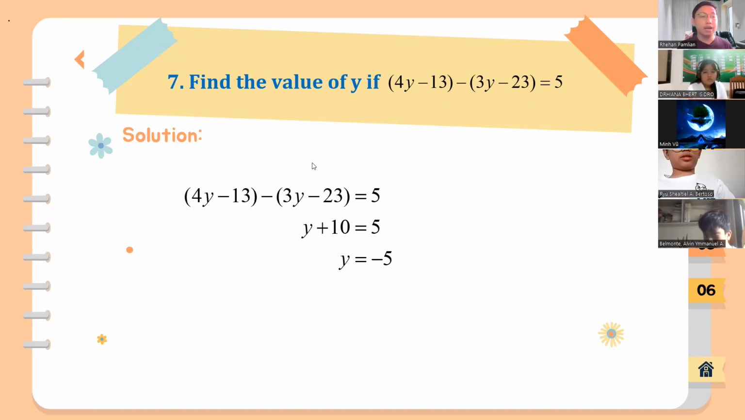Then you need to break the bracket first. So if this is plus, you don't have to break the bracket. You can do it directly. But since it's minus, meaning you need to distribute the negative. Okay, so this becomes negative 3y plus 23.